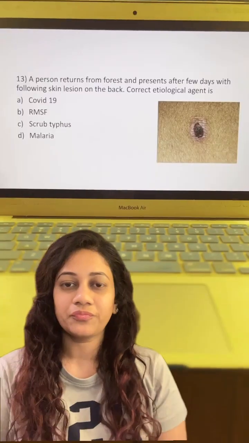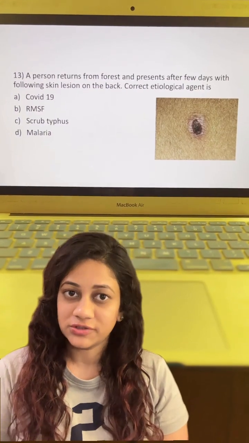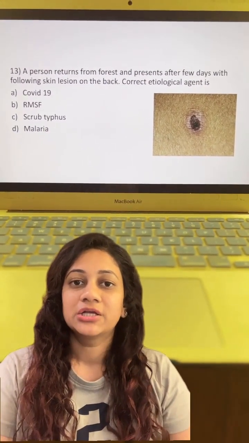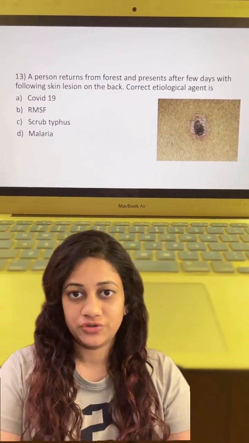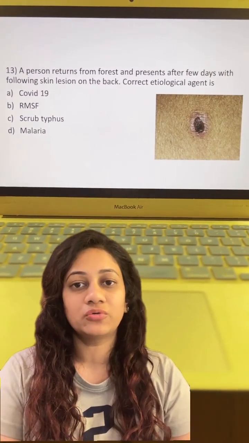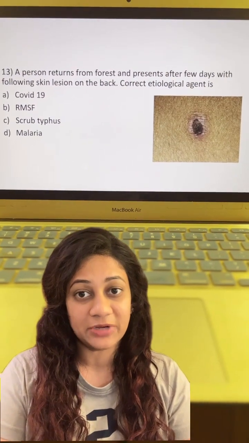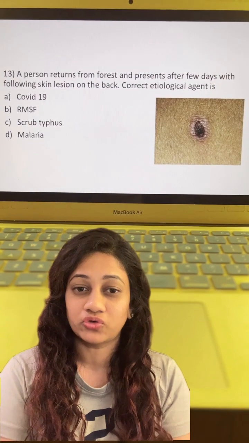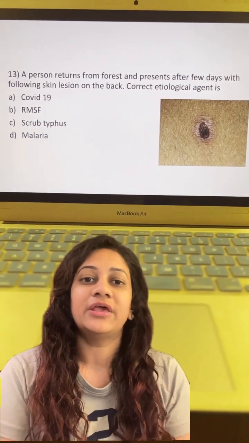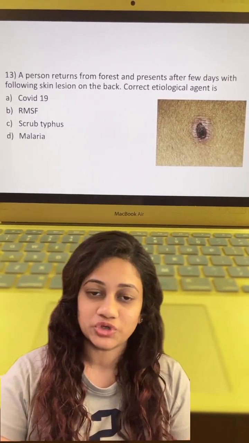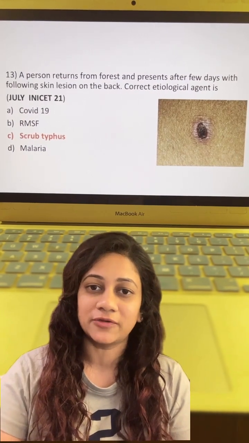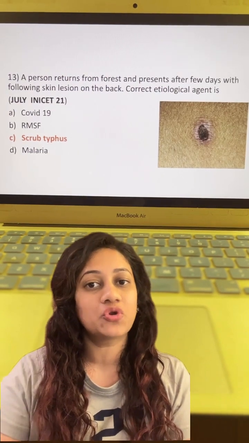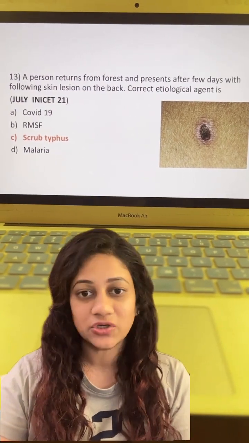nana. A person returns from forest and presents after few days with a fallen skin lesion on the back. The correct etiological agent is asked here. Options are COVID-19, Rocky Mountain spotted fever, scrub typhus and malaria. If you see in the picture, you can see a typical scab which is also known as eschar. And this eschar, of all these four options, is a typical finding in scrub typhus. And please note that this is also an exact repeat question from July INI-CET 2021.